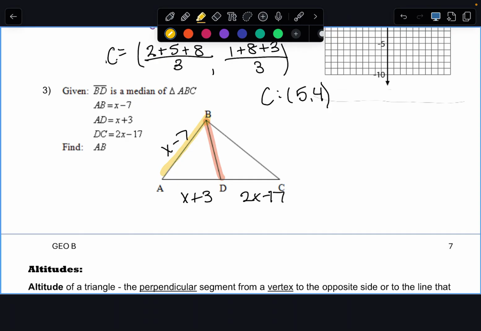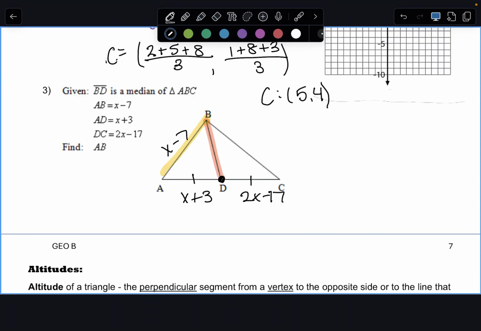Okay. What do we know about medians? What does the "med" part of median remind you of? What's special about this point right here? D. Yeah, what's special about D? What does it do to this whole segment? It bisects it. So these two segments are congruent. D is my midpoint. That's the definition of a median. It connects the vertex to the midpoint. Okay, so D is a midpoint.